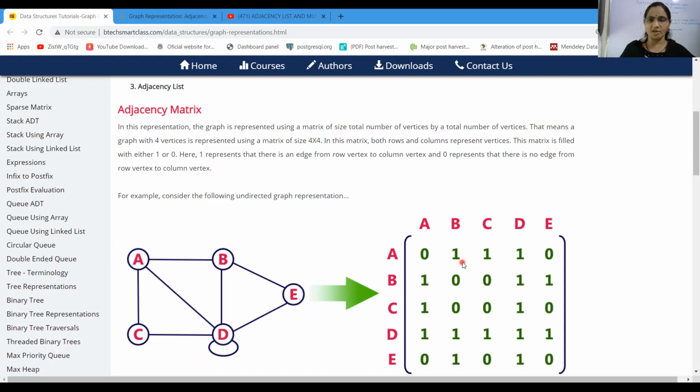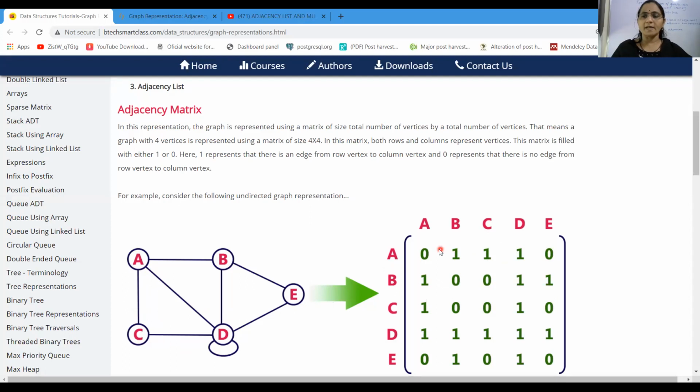Because the edge exists between A and B. Now the next combination is A and then C. Yes, again in between A and C there is a line, there is an edge, and if the edge exists, then you represent it with the 1. Then check for the next pair, A to D. Again for A to D there is an edge, so again the value 1.